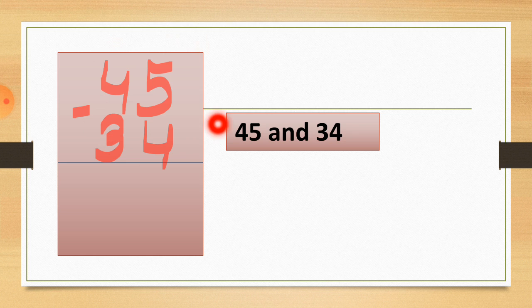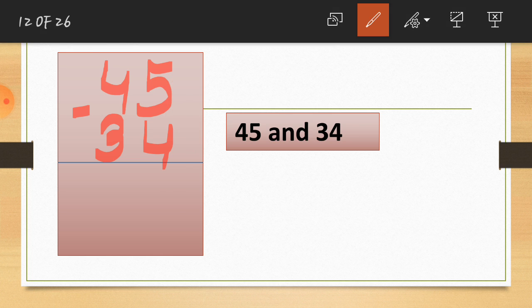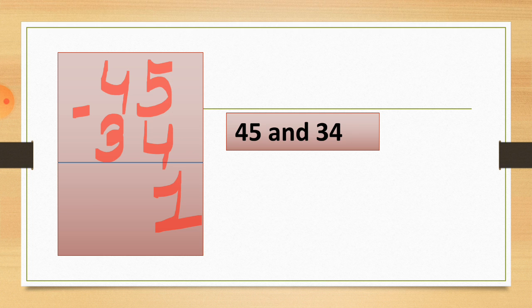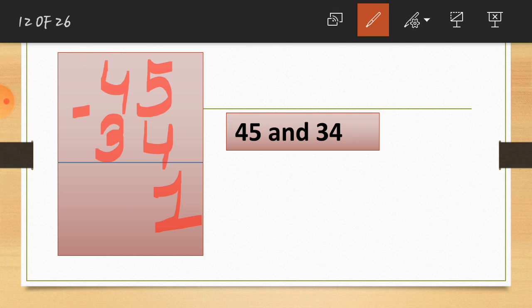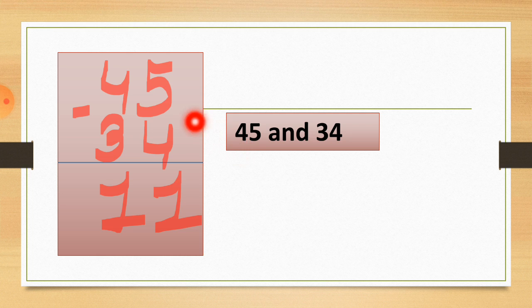First take 5 and 4, which is the ones column. So 5 minus 4 is equal to how much, students? Just count in your book. 5 minus 4 is equal to 1. Now let's see the tens column, which is 4 and 3. So 4 minus 3 is equal to how much? 4 minus 3 is equal to 1. So 45 minus 34 is equal to 11. Here we get the answer 11.